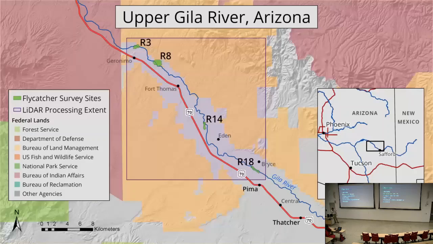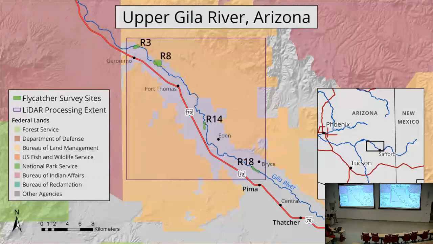So moving on to study area. My study area was the Upper Gila River, which is a low elevation river northeast of here near Safford. There were 4 survey sites where I had flycatcher data, R3, R8, and so on. The R stands for restoration. These are places where habitat restoration is taking place ahead of the tamarisk leaf beetle arriving.